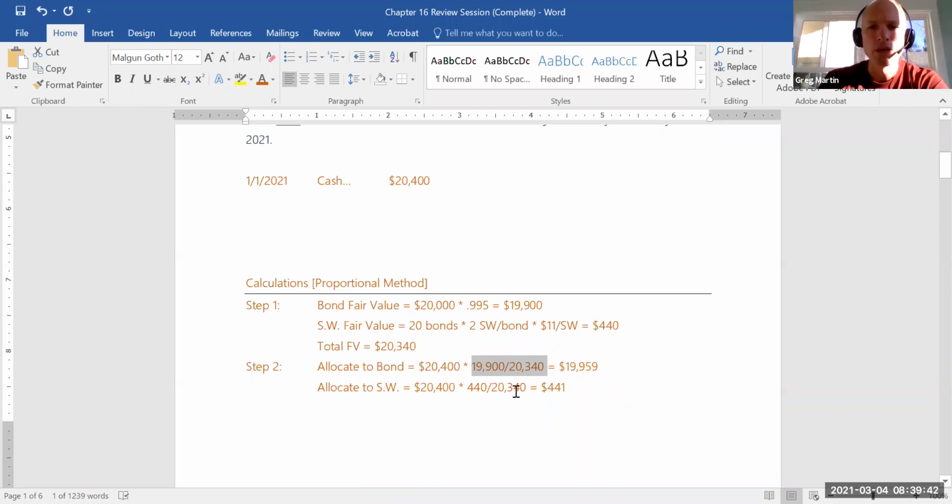So you can see that both amounts were incorrect, and this proportional method just gives us the adjustment that we need. And so, of course, the bonds then, since the face amount is 20,000, we know that the bonds were issued at a discount. And so we have to take that into account.